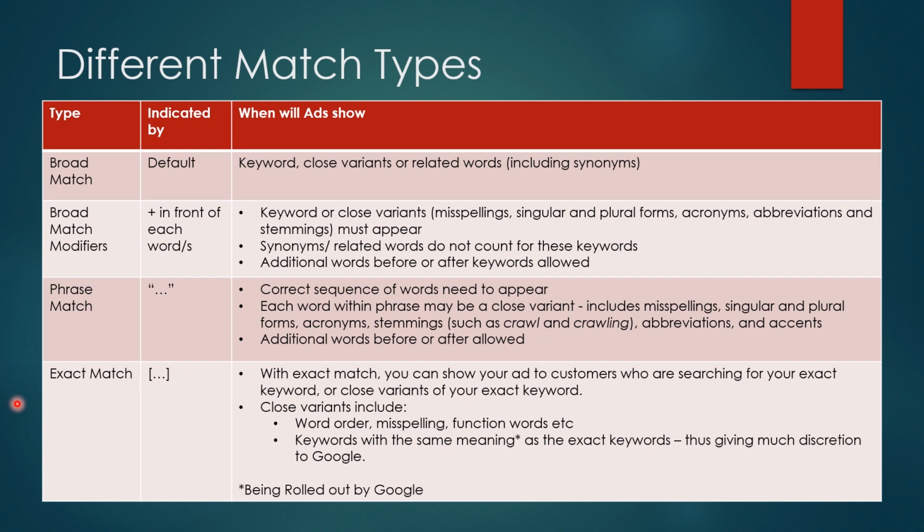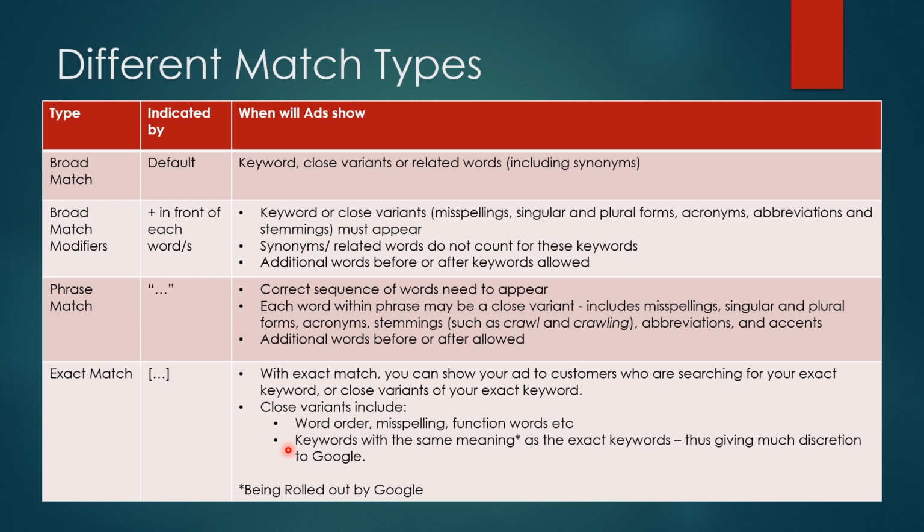You then have what is known as an exact match, and these are indicated by the square brackets. And with exact match, you can show your ad to customers who are searching for your exact keyword or close variants of your exact keyword. Close variants here include word order, misspelling, function words, etc. But the interesting thing is Google also defines close variants as keywords with the same meaning as the exact keywords, thus giving much discretion to Google.